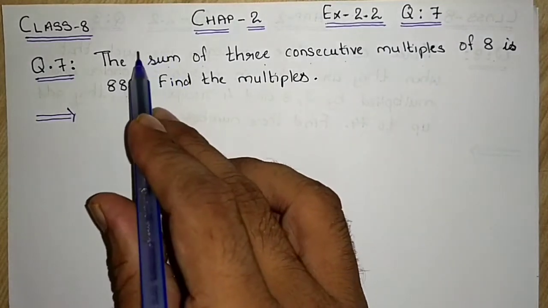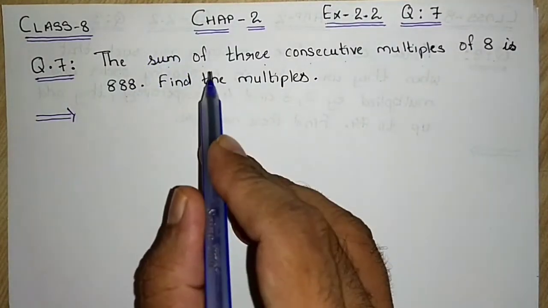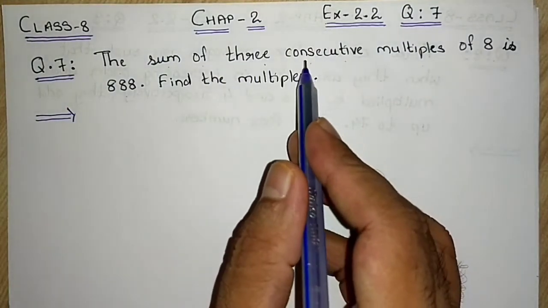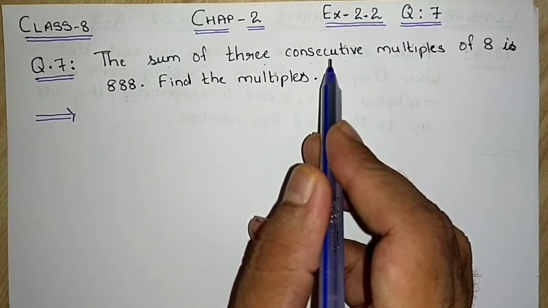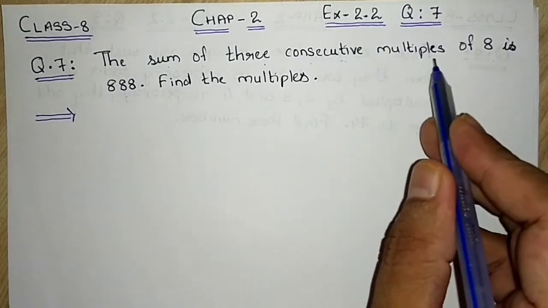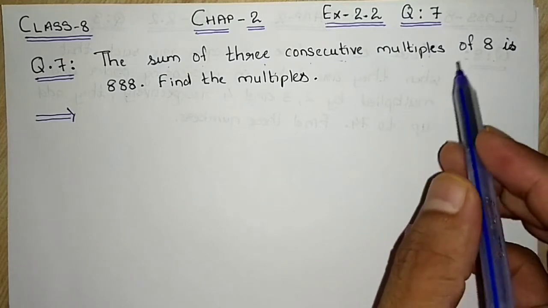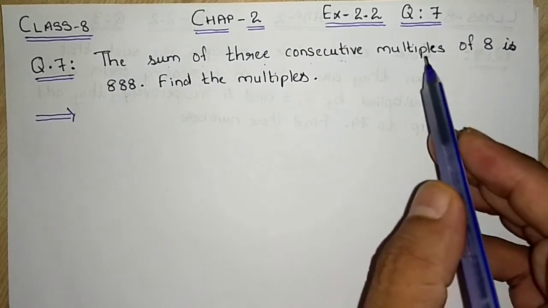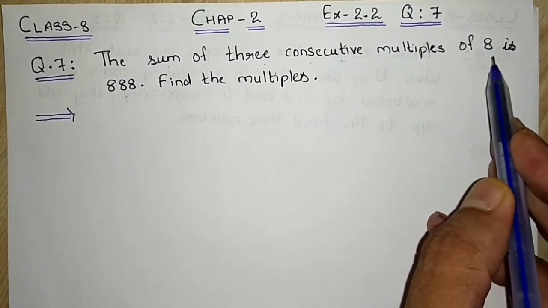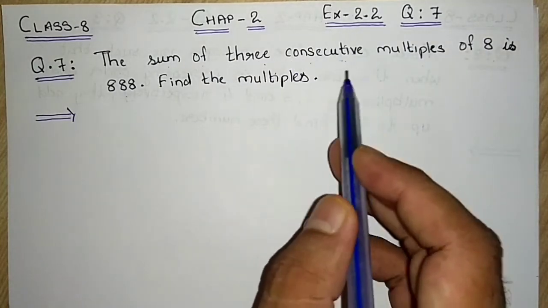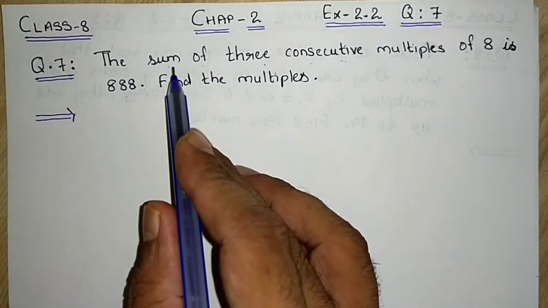First thing is sum, that means addition of three consecutive, which I have already discussed in question number 6. Consecutive means the one which follows in succession, that is one after the other. And third word is multiples. Multiples means the table of what? 8. That is the number which is coming in 8's table, but they are consecutive, that is one after the other, and their sum is 888.